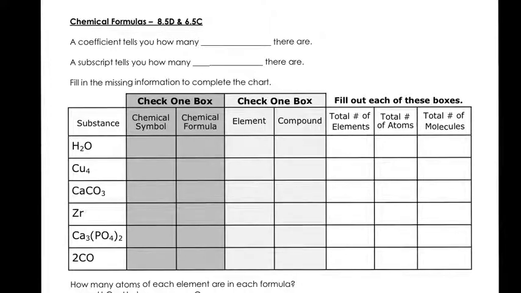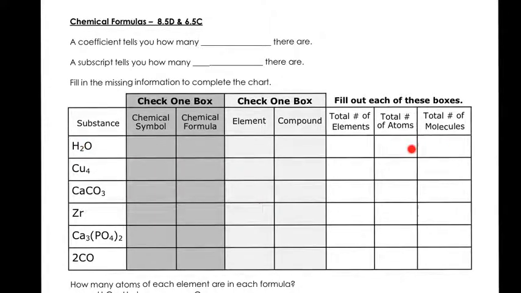Then you're going to fill in this box. So you're going to check one box in these two columns. If it's a chemical symbol, you're going to check this box. If it's a chemical formula, you're going to check this one. And these two boxes, the light gray, you're going to check this box if this thing is an element. You're going to check this box if this thing is a compound.